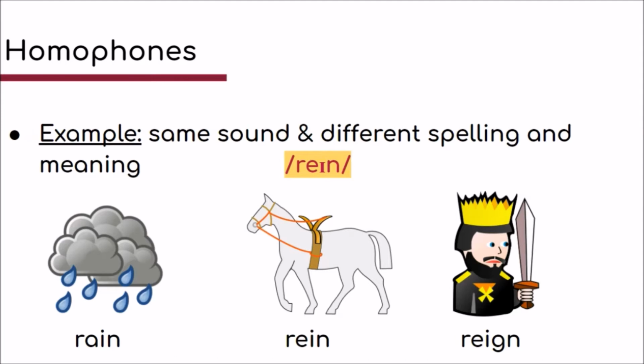And then the next one is reign. This is what a king or queen do. They reign over a country, and that means basically to govern. All three words have a different meaning, but they sound the same. Now there's something else that's special about these three words. They can all be nouns and also verbs.